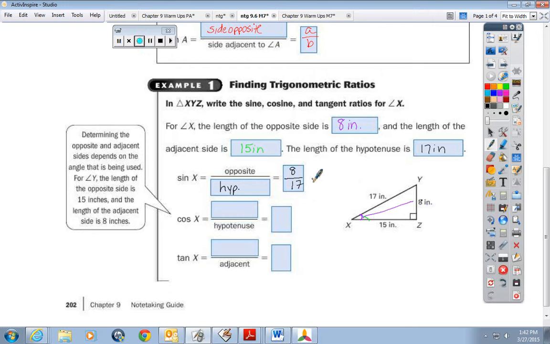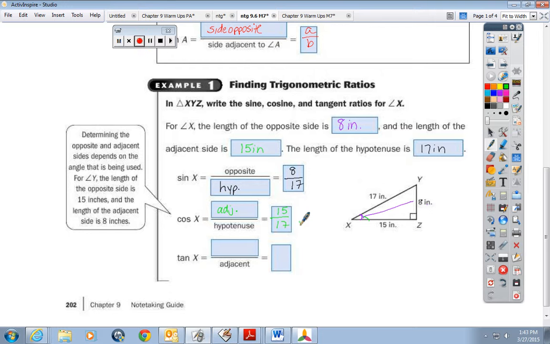Now, what about the cosine? Go back up to your box and look at the cosine. What was the ratio for cosine? The side adjacent, which I'm going to abbreviate, over the hypotenuse. Which length did I say was adjacent? 15. And then what's the length of the hypotenuse? 17. So that's my answer.